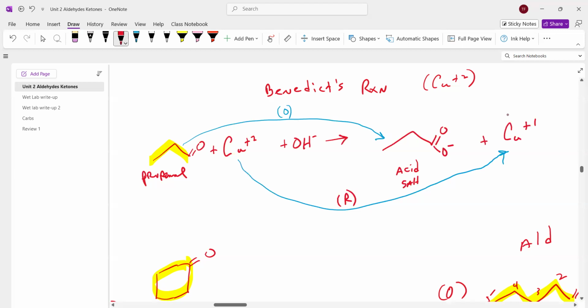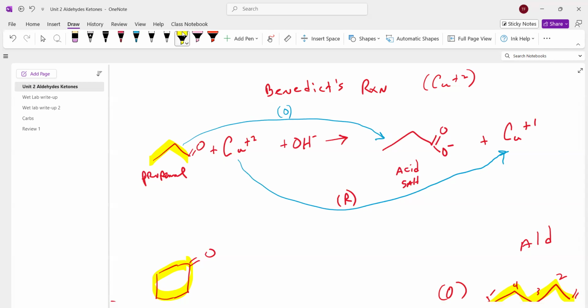Now, if you remember from 305, the oxidation number of copper plus 2 is 2. Oxidation number for copper plus 1 is 1. So the oxidation number goes from 2 to 1. That's why it's called reduction. You don't need to know that. You just need to know that we're reducing the charge by 1.